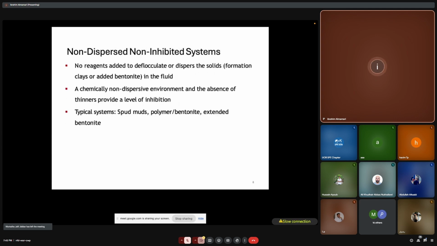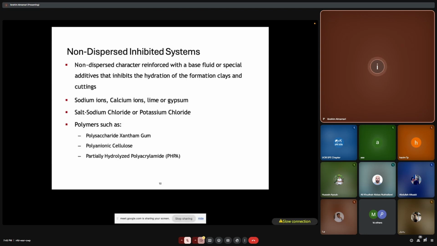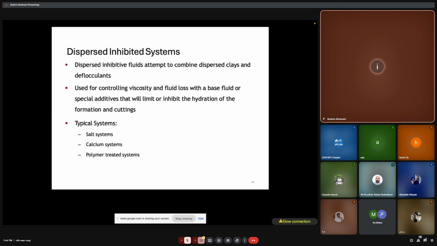Going into the details of what chemicals they use, for example, non-inhibited spud mud uses polymer, bentonite, extended bentonite. So it has viscosity, and spud mud only has the ability to carry cuttings, but does not support much against wellbore instability in terms of filter cake. Then you have non-dispersed inhibited systems, which use sodium ions, calcium ions, or lime.